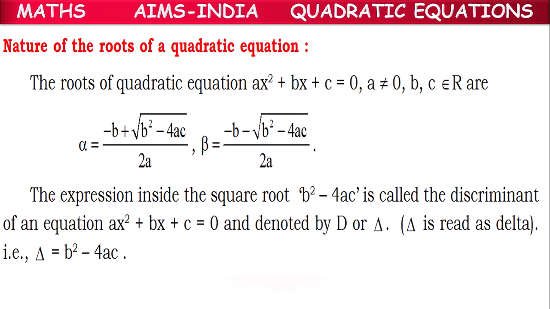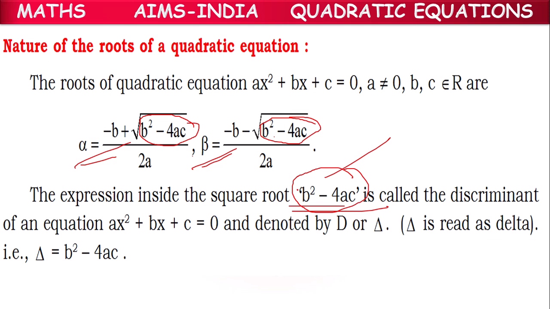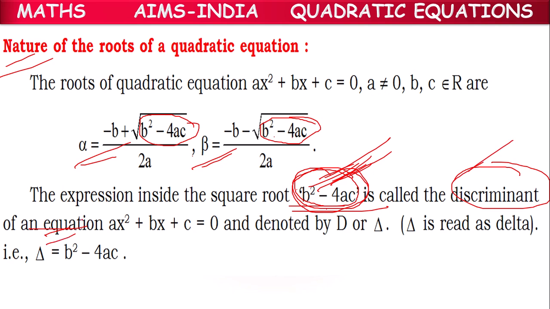We can describe the nature of the roots alpha and beta with the help of the value inside the root in the quadratic formula, which is b square minus 4ac. Based on the value inside the root, we can guess the nature of roots, and this value is called the discriminant of the equation.